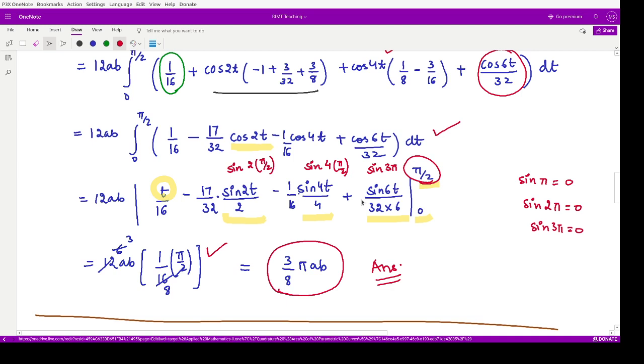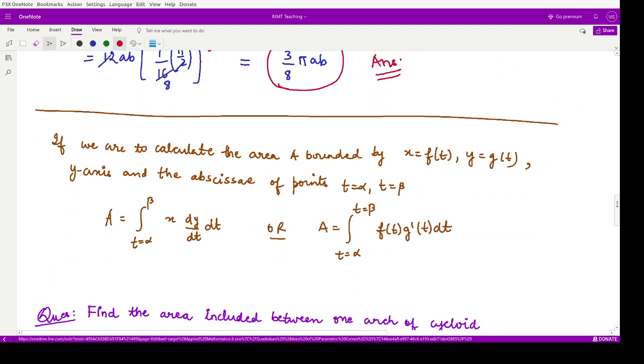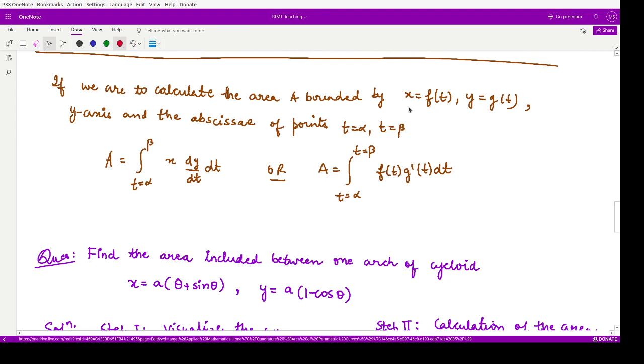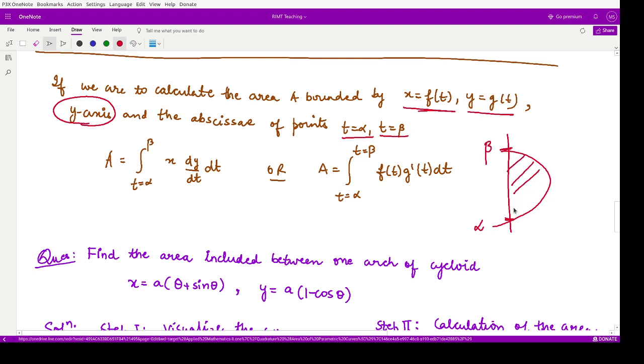So next is to find the area when the given curves are x is equal to f of t, y is equal to g of t, and now we will calculate the area of the given curve with the x-axis, where the points on the x-axis are defined by t is equal to alpha and t is equal to beta. So we would have something like this. This would be the given curve, and we are to calculate the area from say alpha to beta. So this would be the area in this case.